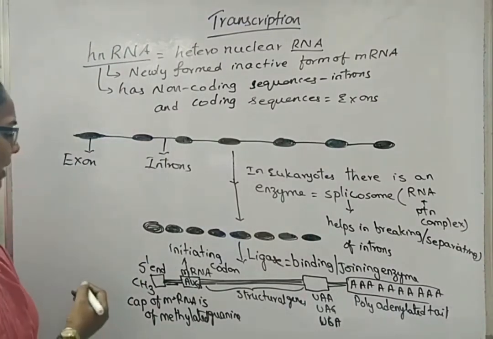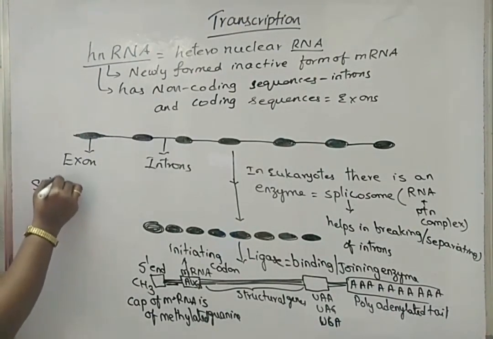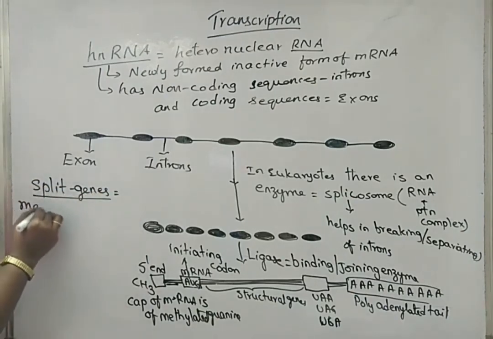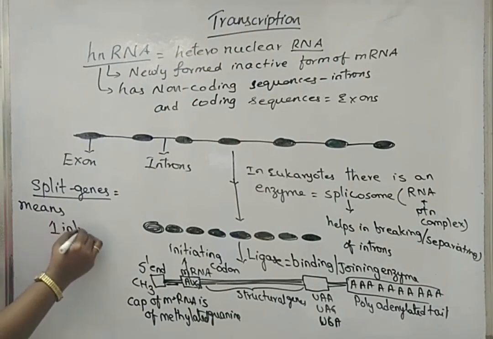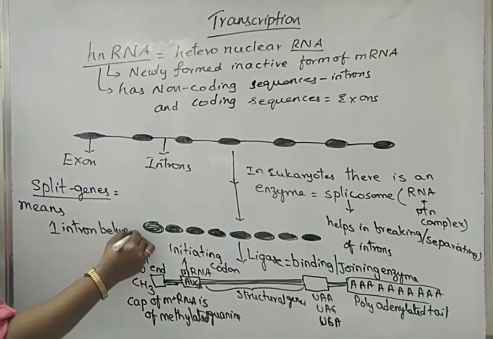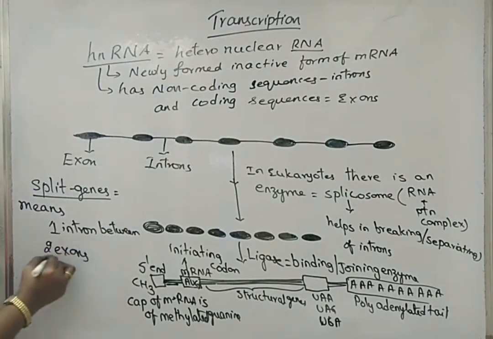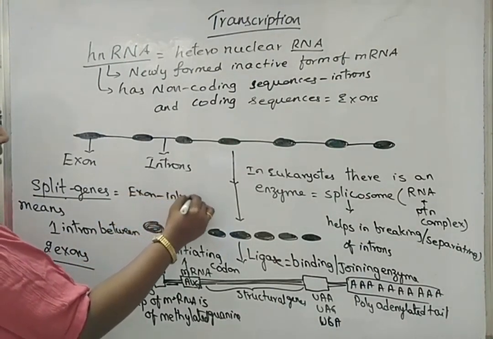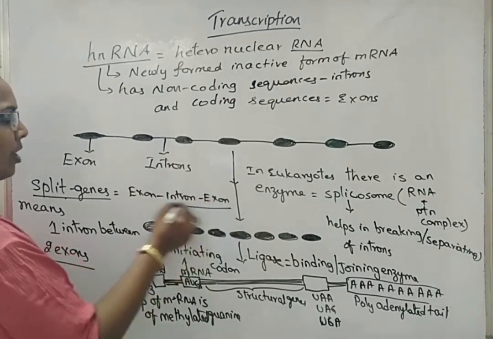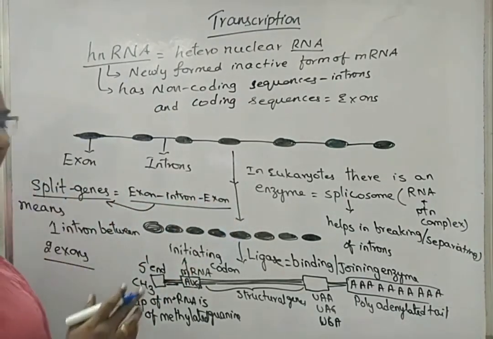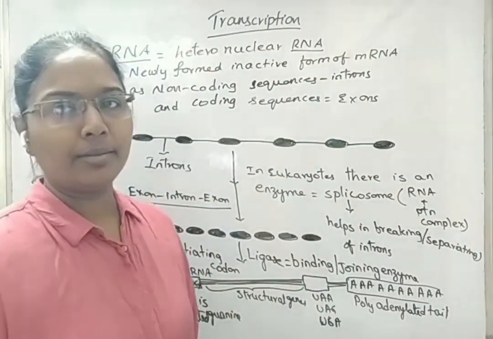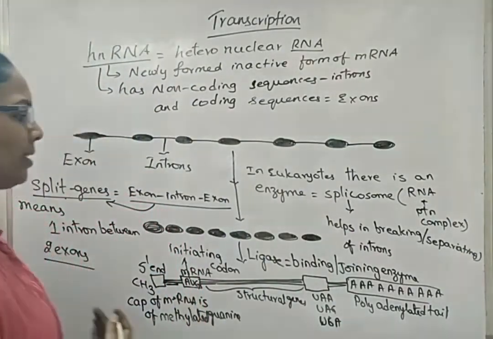Here we see some terms like split genes in NCERT. What are split genes? Split genes means one intron between two exons. One intron between two exons is called a split gene. So here: exon, intron, exon. This total combination is called a split gene, and this arrangement of split genes is considered to be a similarity to the ancient gene arrangement.